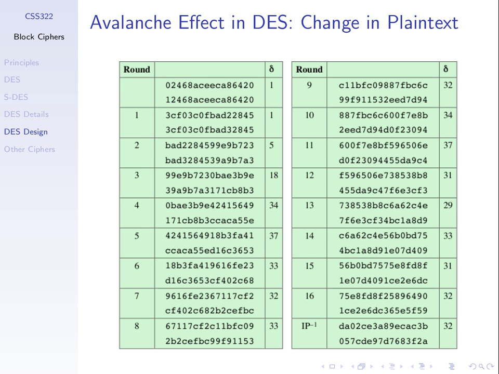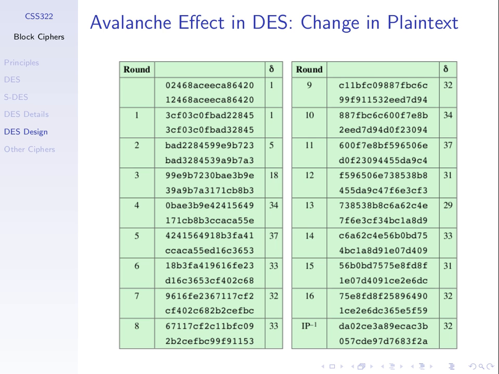Again, they are similar. C1 and C2 would be similar. 18 bits after 4 rounds, then we start to get significant differences. So that's an illustration of the avalanche effect. Small change on input, large change on output.